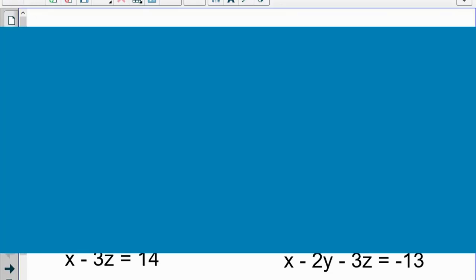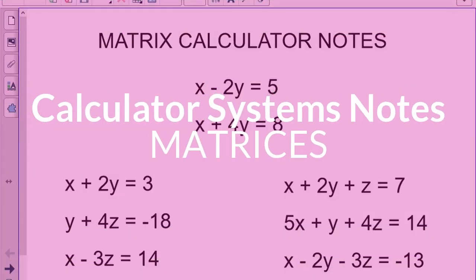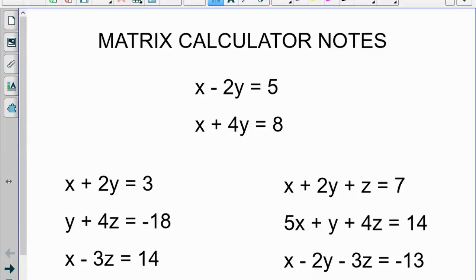We'll teach you how to use your calculator in order to solve systems of equations using augmented matrices. So let's take a look at the first system. It is a 2 by 2 system: x minus 2y equals 5, x plus 4y equals 8. We can write this as what is called an augmented matrix.